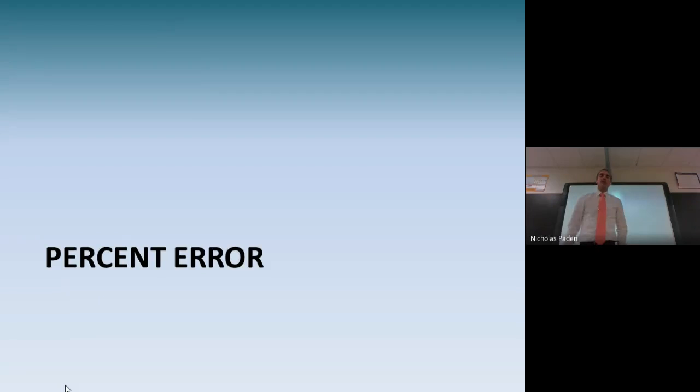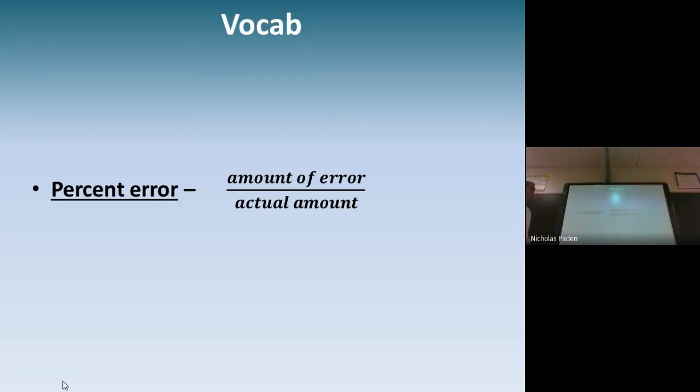All right, so one last lesson on percents, and this is percent error. Percent error goes with percent of change very closely. So if you'll remember, percent of change that we talked about, amount of change over the original amount. Well, notice what the formula is for percent error. Very similar to that. It's the amount of error over not the original, but the actual amount. As you'll see, actual amount is very similar to original.